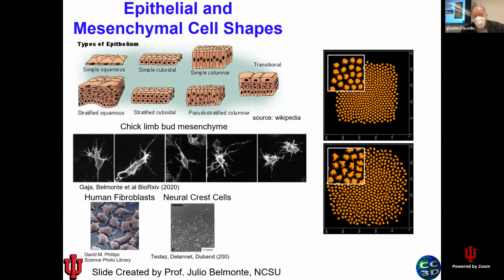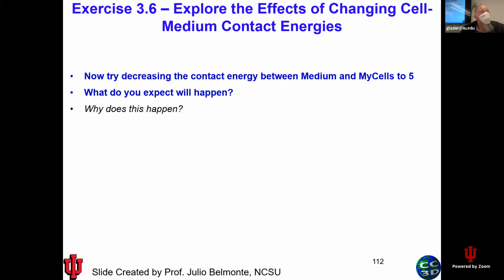And so we could get at least some elements of that in a simple simulation by controlling the degree to which the boundaries of our cells are rough and the degrees to which our cells are packed together or separated by space. So now let's go to the same simulation we just ran. We changed medium to my cells to 20. Now let's set it to 5.